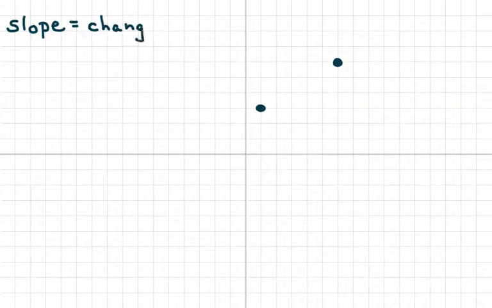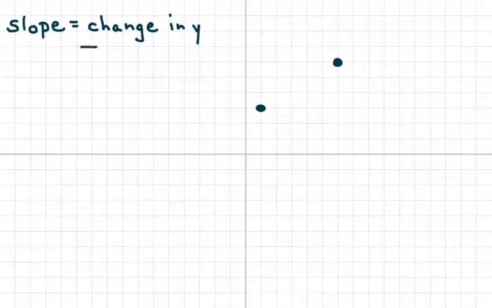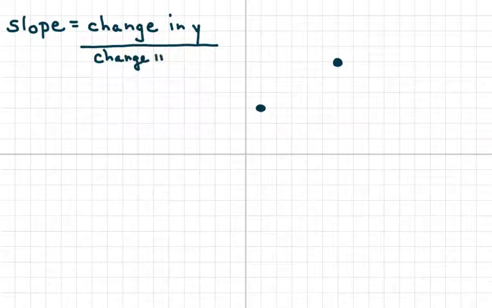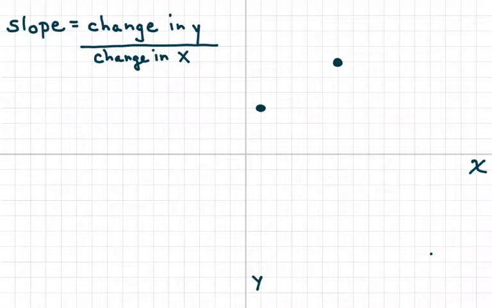It is defined as the change in y over the change in x. So if we're talking about x's and y's, we're talking about our standard Cartesian coordinate system with the horizontal axis being called x and the vertical axis being called y. And if things are going to change for x and y, then we have to have at least 2 points.